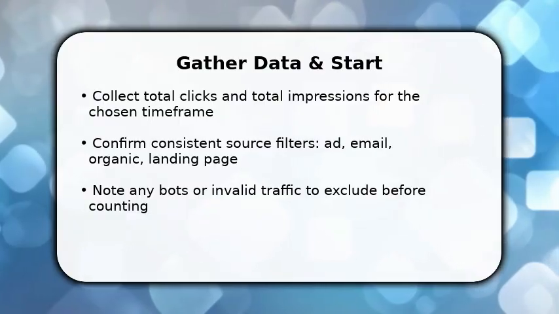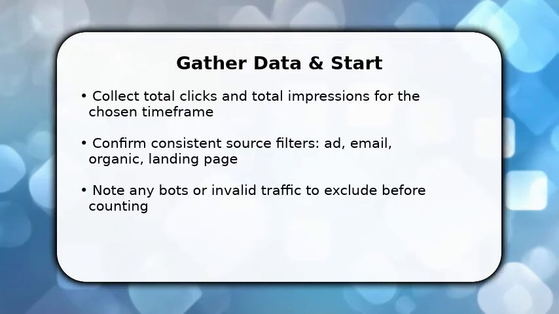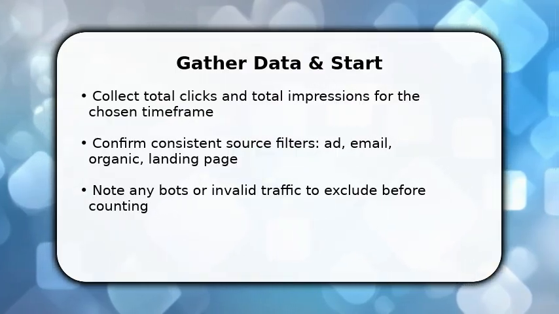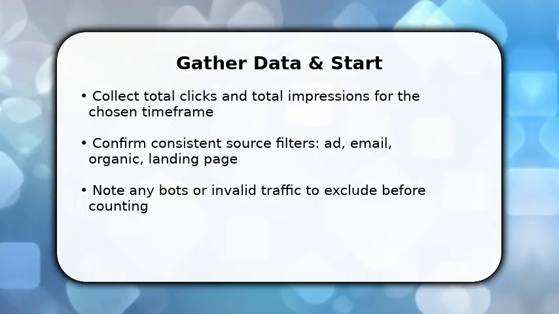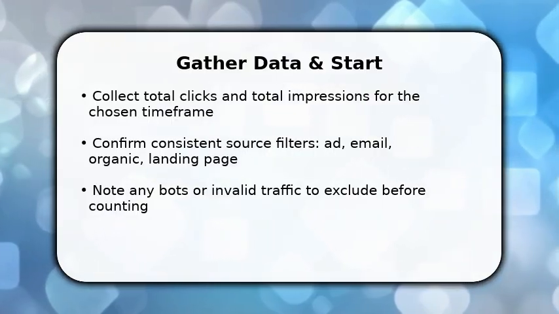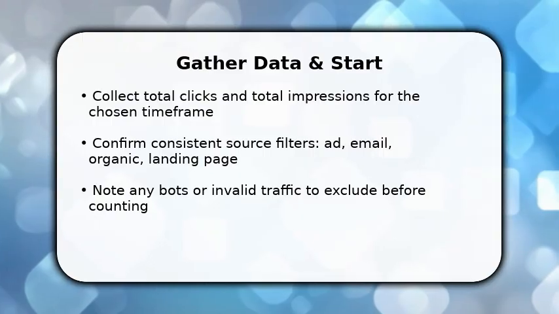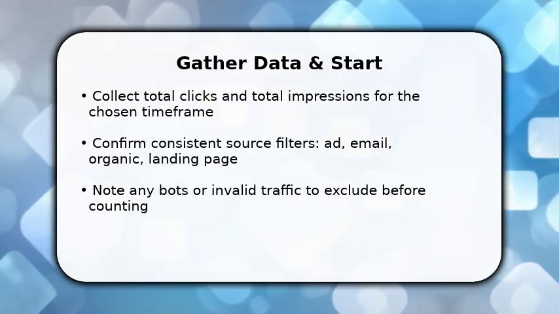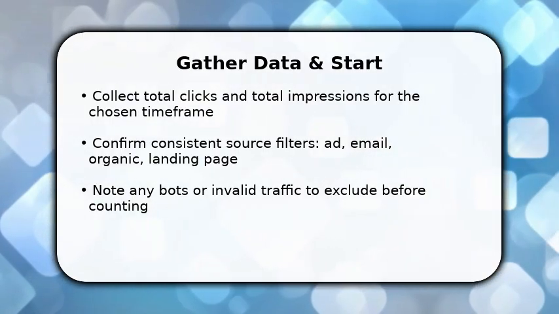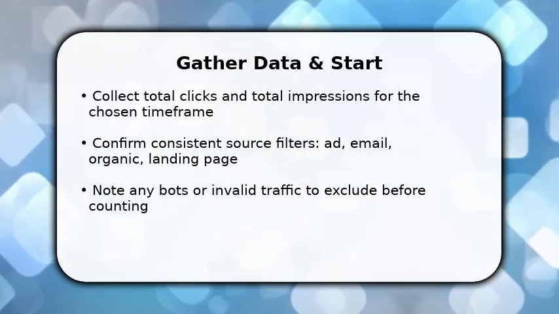You begin by collecting two numbers, total clicks and total impressions for the exact time frame you want. Once done, filter by source, add campaign, email, or organic, so you compare apples to apples. Make sure to exclude bots or invalid events before you count, otherwise your rate will be distorted. Then write down clicks and impressions.